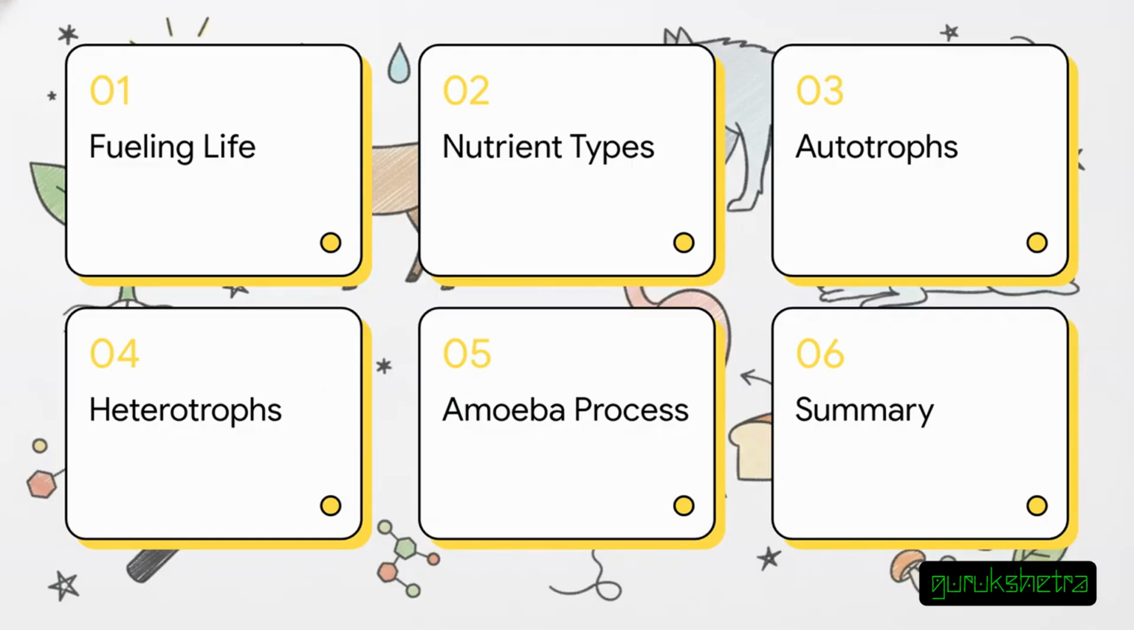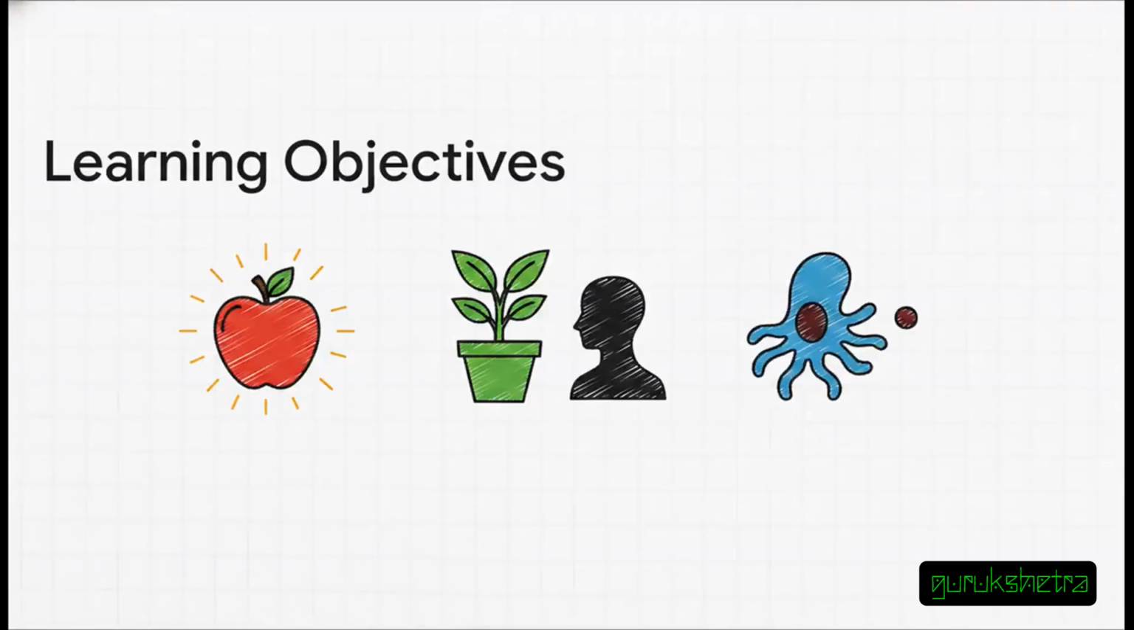All right, here's our quick roadmap for today's class. 1. Fueling life. 2. Nutrient types. 3. Autotrophs. 4. Heterotrophs. 5. The amoeba process. And 6. A quick summary. By the time we're done today, here is exactly what you'll have mastered for your exams.